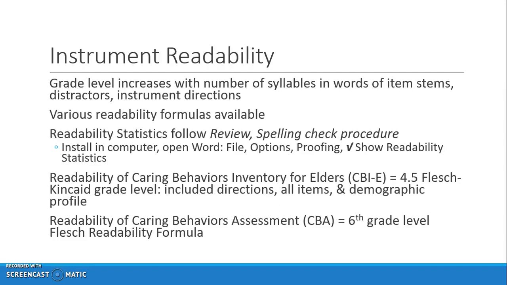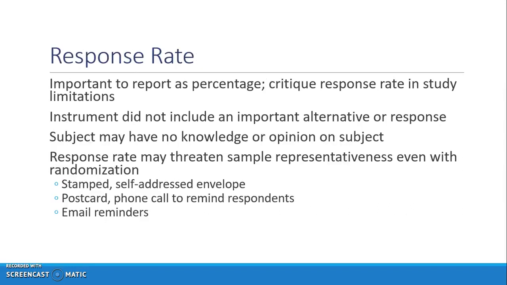Some examples here: the Caring Behaviors Inventory for Elders has a 4.5 Flesch-Kincaid grade level, including the directions, all items, and the demographic profile. That's important because it was administered to different people, both older people and those persons that took care of them, and it was not an acute care sample, by the way. And you can also look at the fact that the Caring Behaviors Assessment is at a 6th grade level, so the investigators reported that.